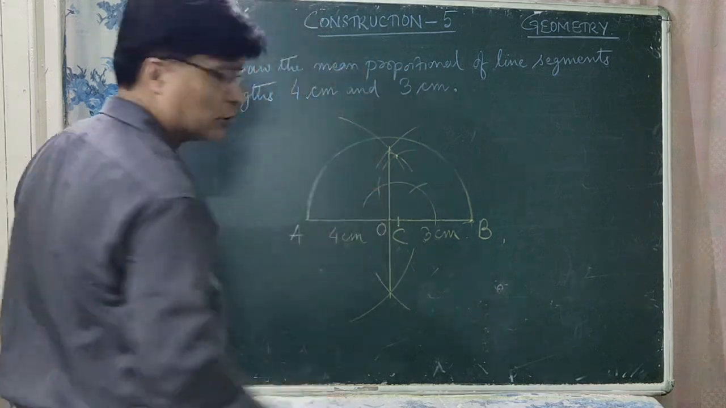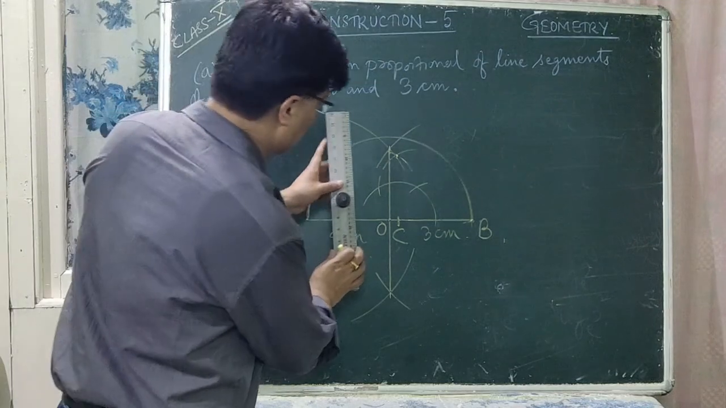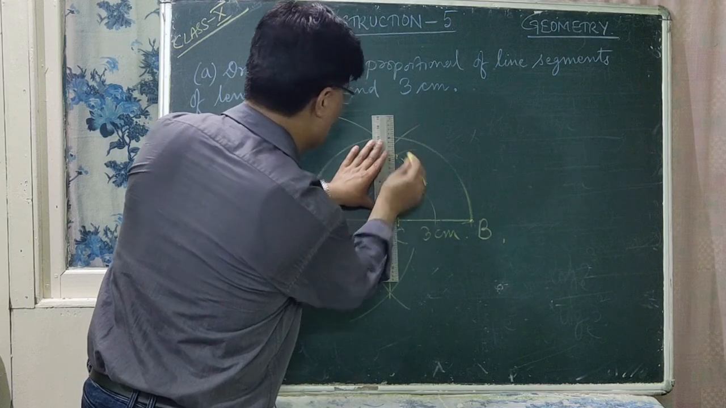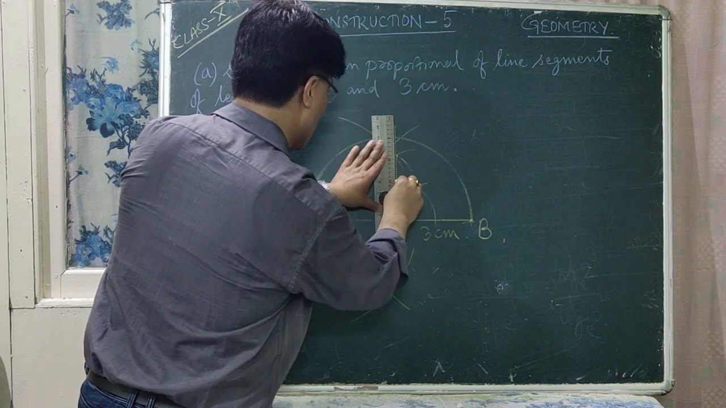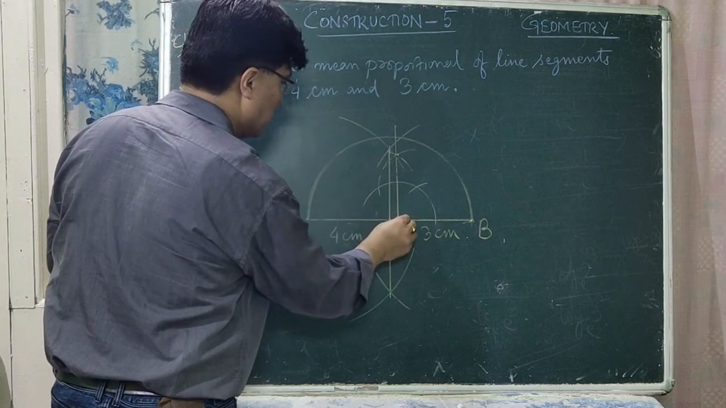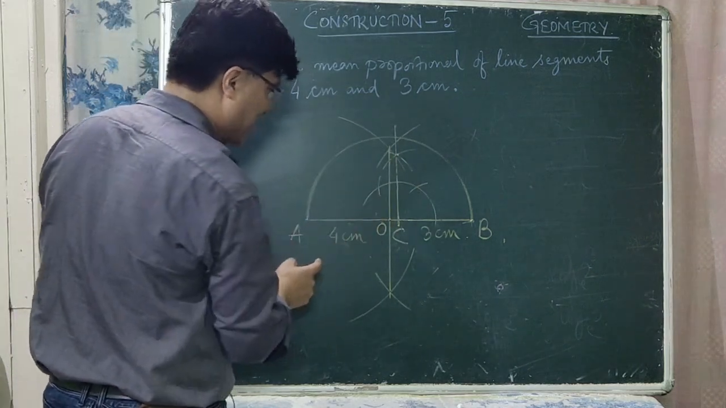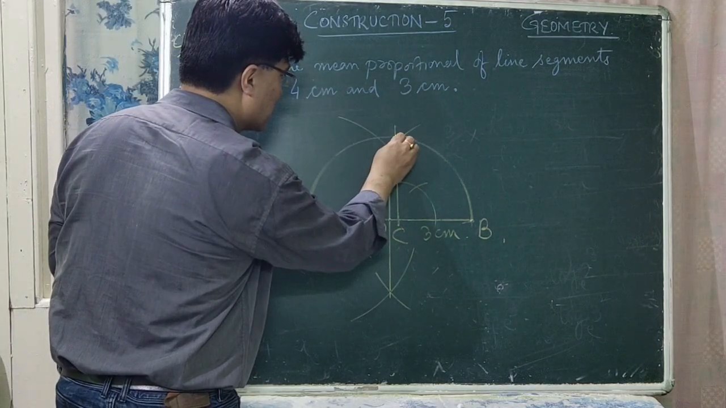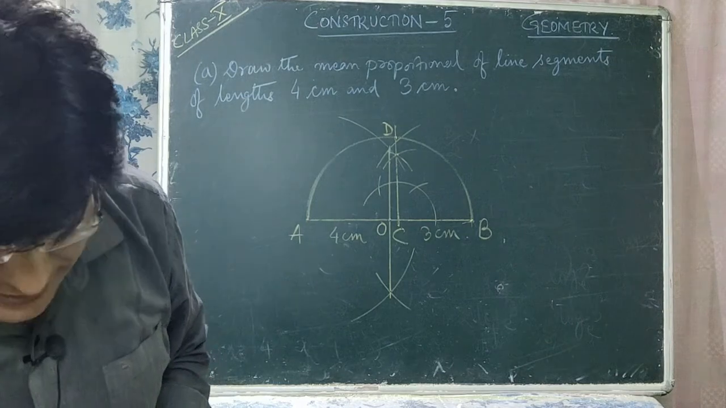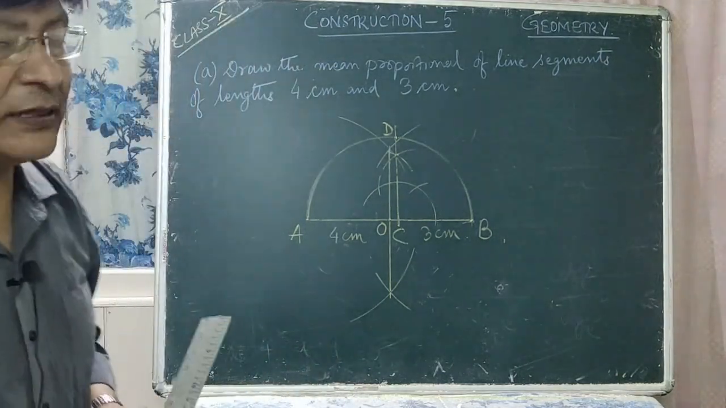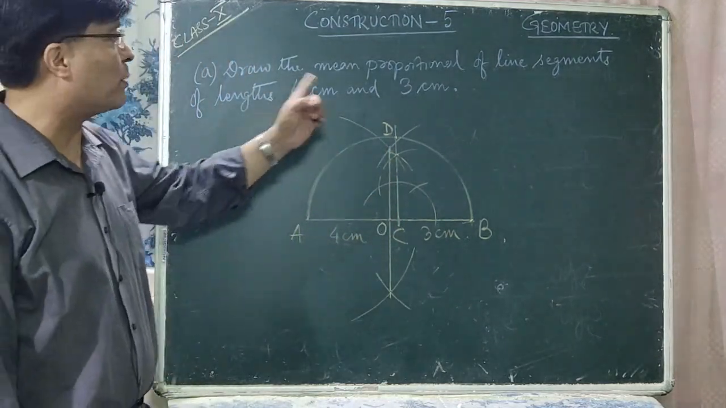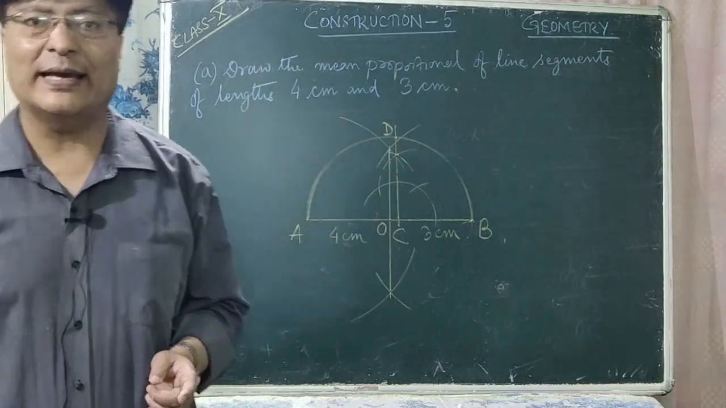Now C and this point are joined to intersect the semicircle. Is that clear? Now join these 2 points. So these 2 points are joined, and it will intersect the semicircle at which point? D point. Now you have to measure the length of CD. This length of CD will give you the mean proportional of the line segments, 4 centimeter and 3 centimeter.